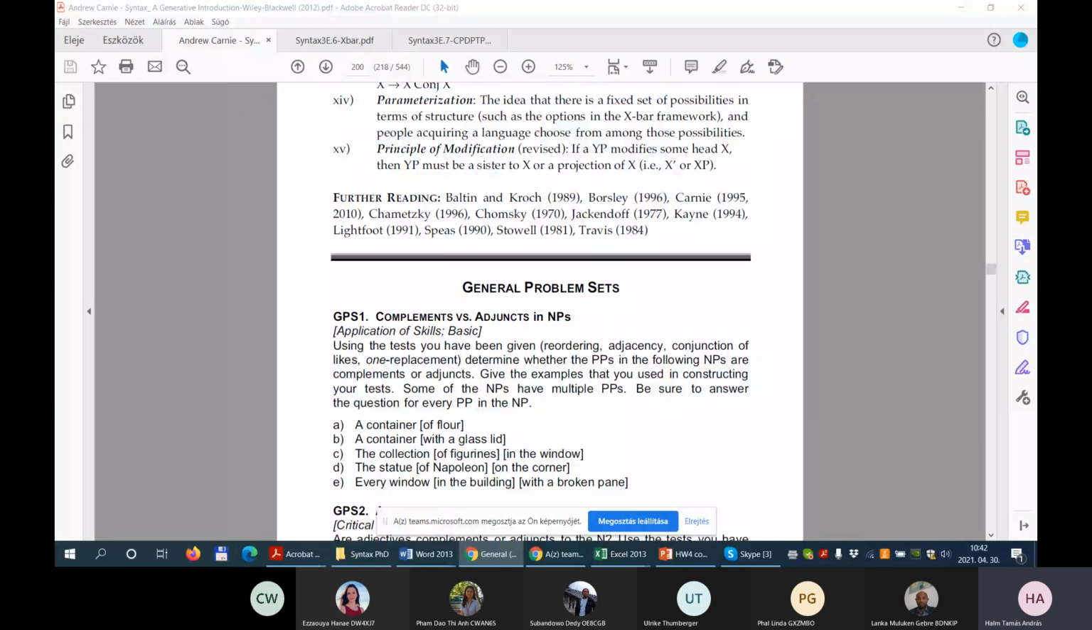Let's move on to D, which is actually quite similar, I think, the statue of Napoleon on the corner. Actually, we can skip this, right? Because this is the exact same story as in C. So let's look at E rather. Every window in the building with a broken pane.